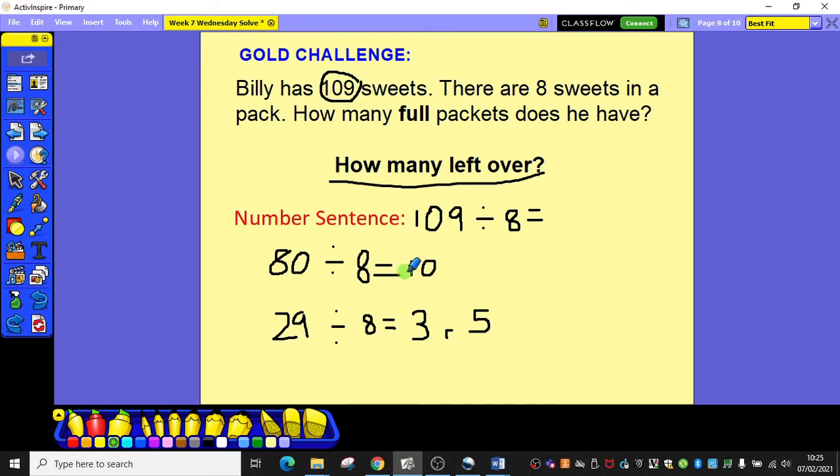So my total then of full packets is 13. So this answers this question here. I've got 13 full packets. But how many are actually left over? And that is this answer here. Actually had 5 left over. Okay. So I'm going to put that answer in just here. So my number sentence was 109 divided by 8 is 13 remainder 5. But I have to be really specific in making sure that I answer the 2 parts to the problem. 13 full packets, 5 left over.